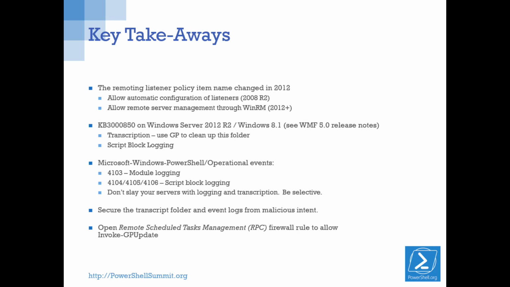And then also that little Invoke-GPUpdate thing: if you try to run it against a machine that's not set up to do it, it'll pop up and tell you in some red text, hey, you need to turn on this firewall rule first for remote scheduled task management. And you can set that either through policy or through that little netsh command I had in the login script. There's a couple different ways to do that.